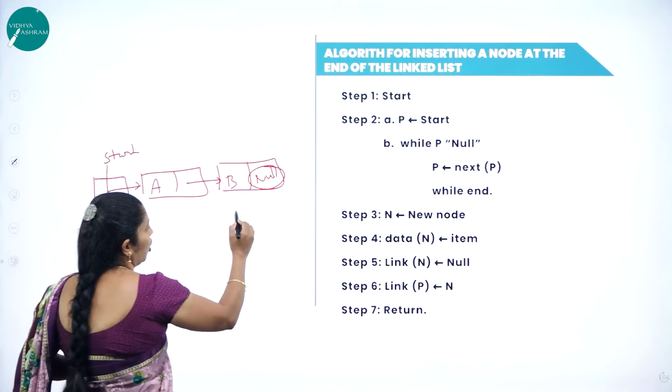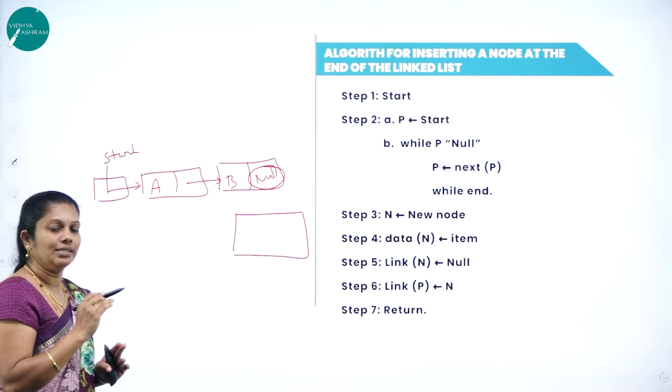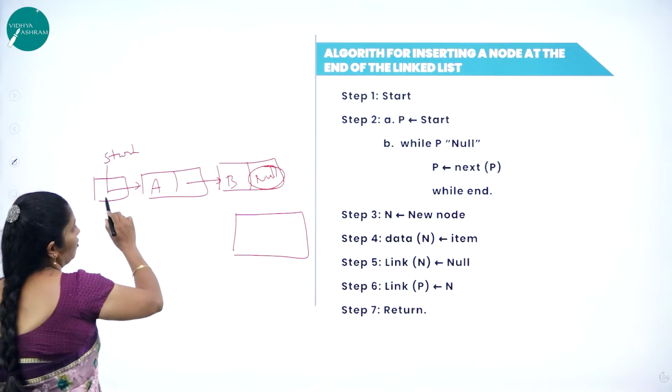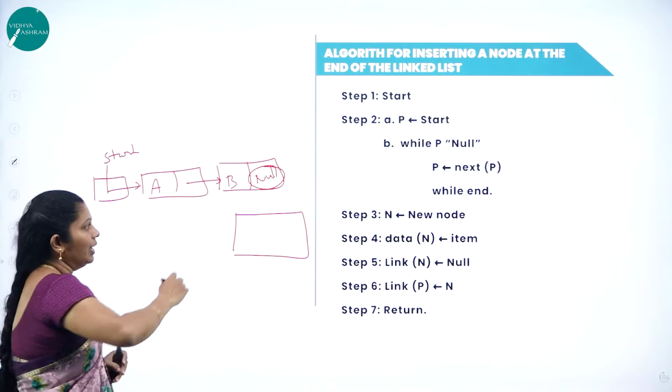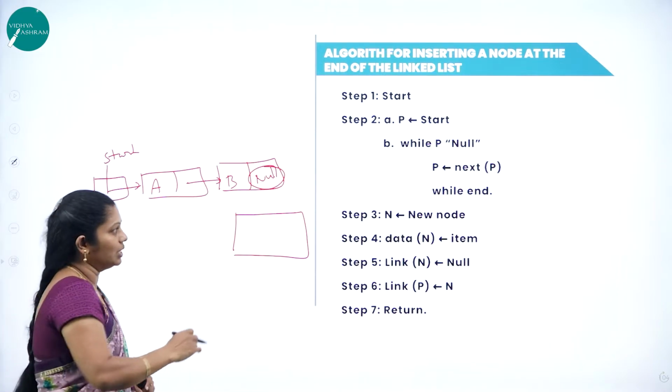Then later on, after that you have to create a new node, because now we are inserting a node at the end. That's why first you have to start from the starting point until the address part we get is null. Till that we have to process.